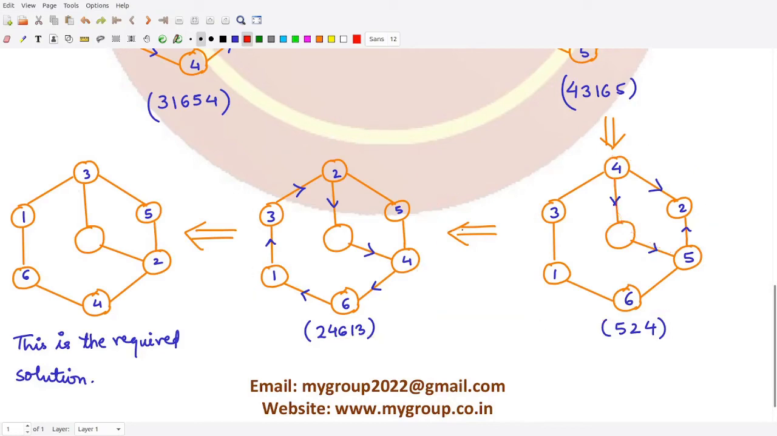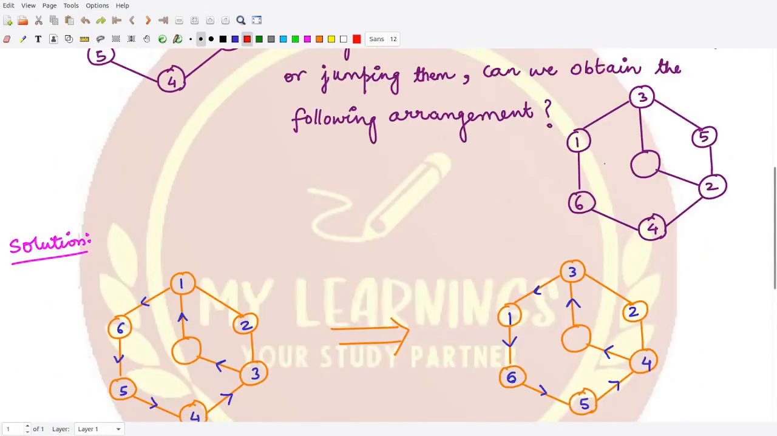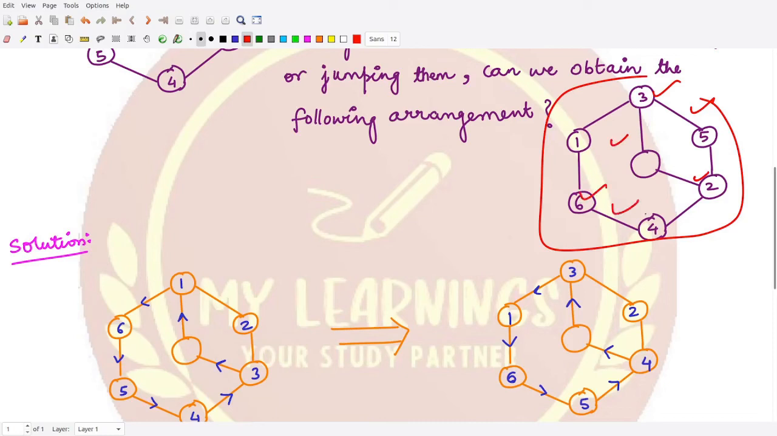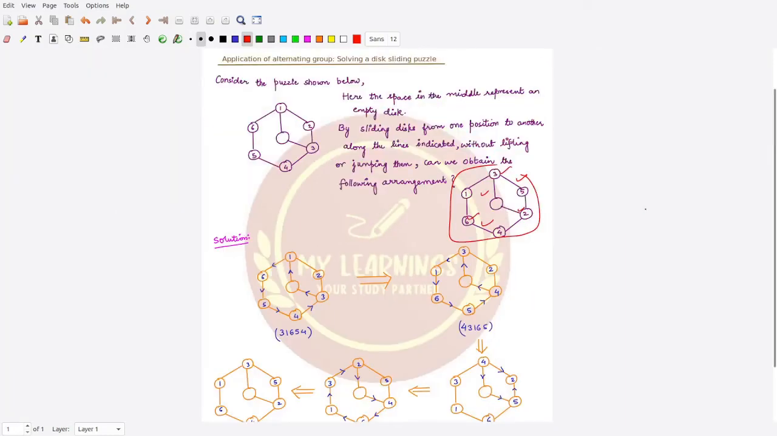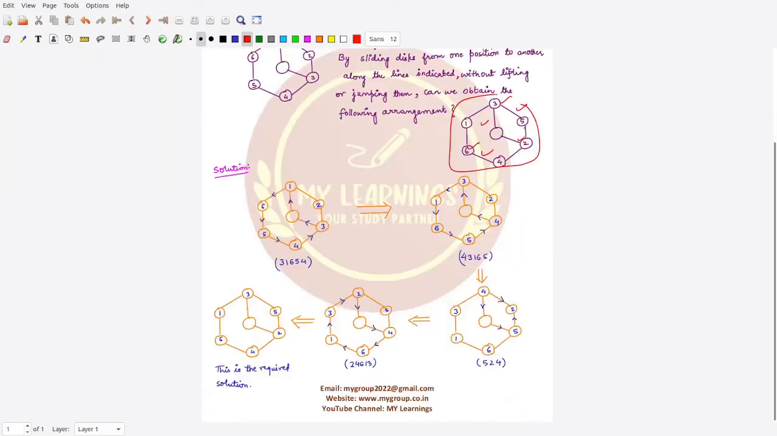Now lastly, we want to reach this arrangement where we have 3 here, 5 here, 2 here, 1 here, 6 here, 4 here. Let's see how we reach it. In this arrangement, we have 5 at its place, right? We have 1 not in place, 6 not in place, 4 not in place, 3 not in place. So how may we reach here? If you shift all of them clockwise in this direction, then we'll reach the final result.